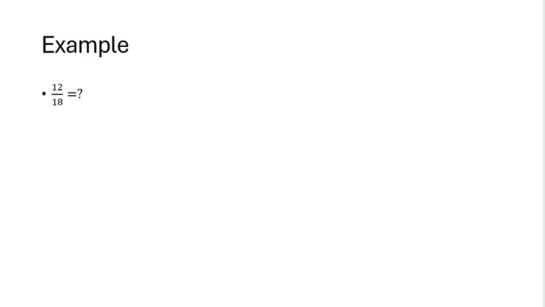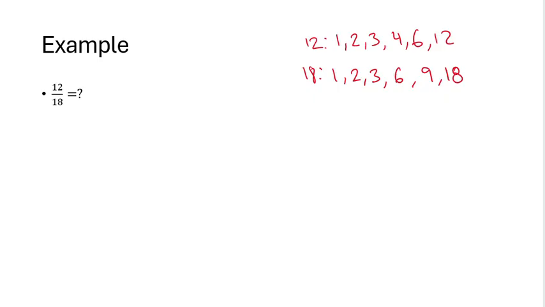I have an example here, 12/18. The best thing you can do is write out 12 and 18, and write out their factors. For 12, I have 1, 2, 3, 4, 6, and 12. And for 18, I have 1, 2, 3, 6, 9, 18. What you're going to do is find the highest number they share in common. In this case, I have the number 6. So I'm going to divide both of these numbers by 6, and I end up with 2/3.